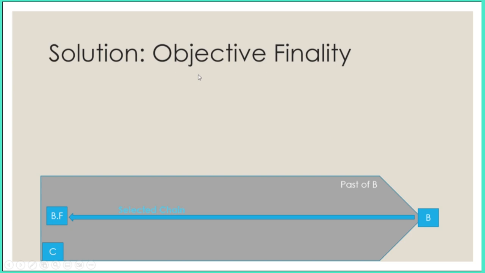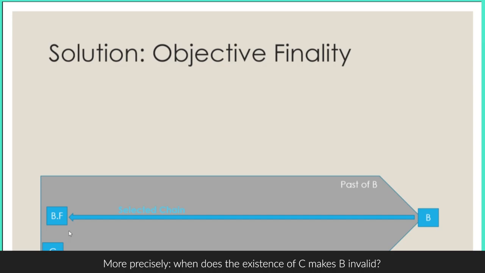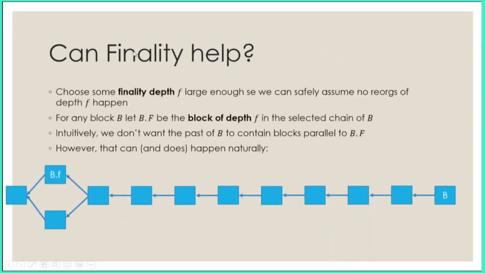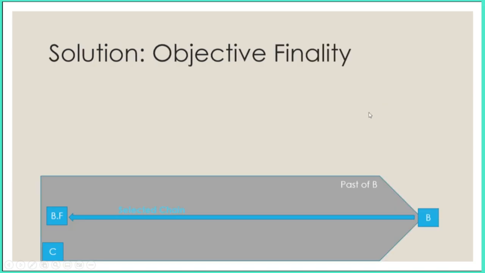It's what we call objective finality. So here I've illustrated the situation we have. We have this block B. We have the selected chain of B, which is at depth F, we have this B dot F. And somewhere in the past of B, we also have this C, which is parallel to B dot F. So we want to find a condition. We want to say when this block C is bad, when we can consider it invalid. And this solution, for example, can't say here that this block is bad, because this happens all of the time, honestly and organically. So if we go with this rule, we are again only allowing a chain.